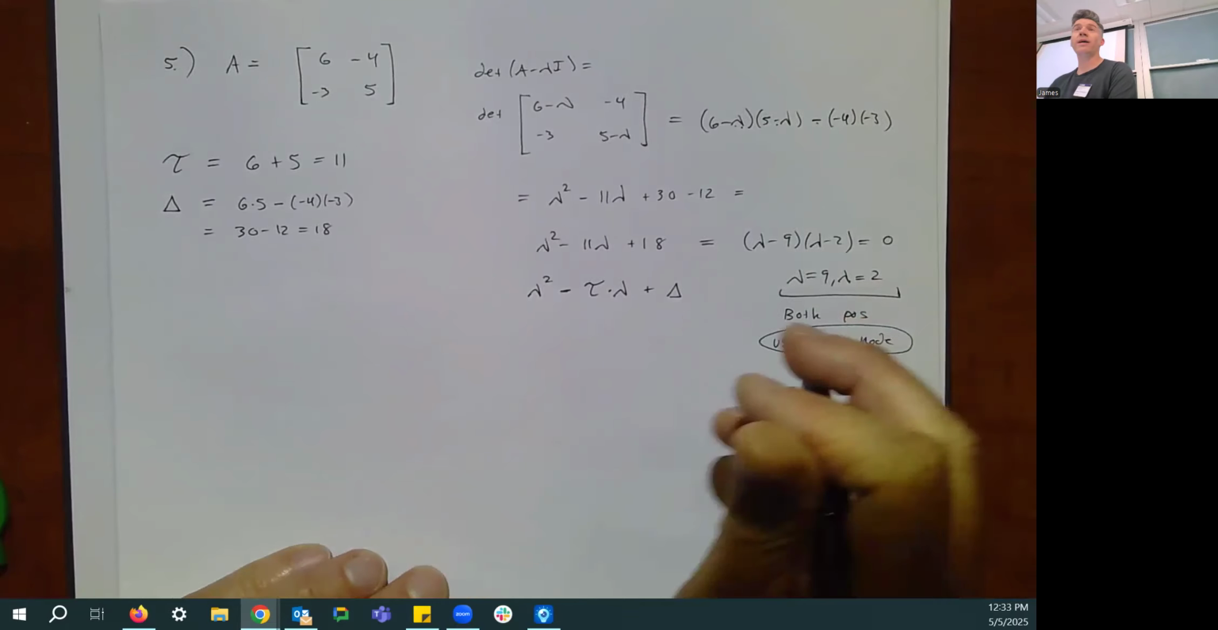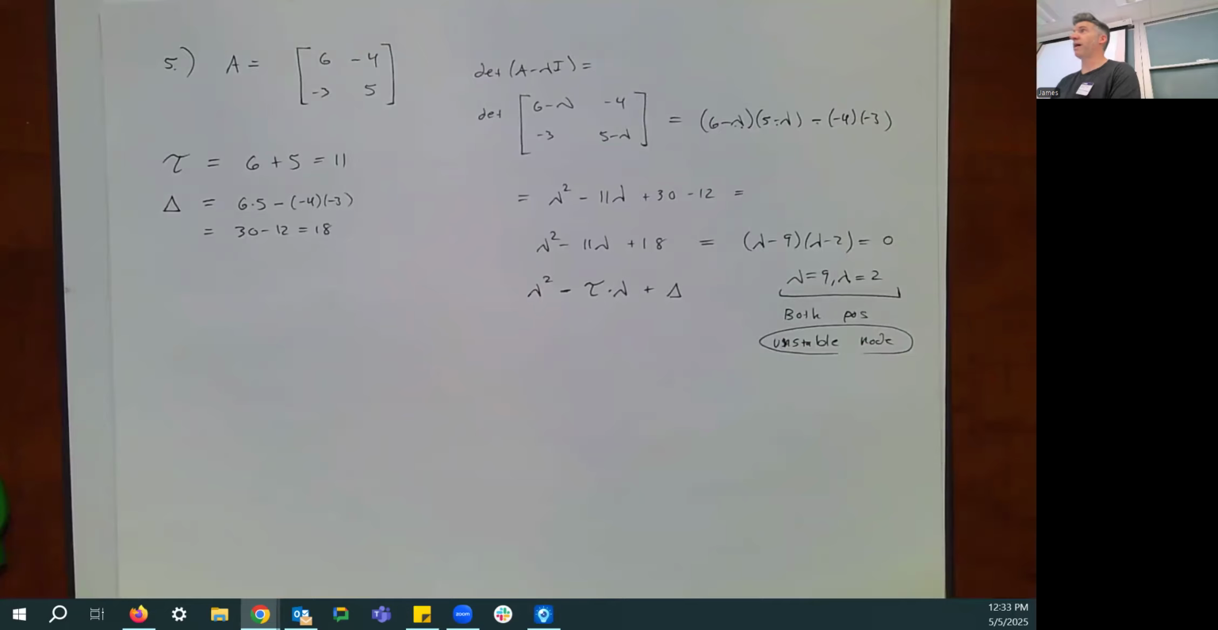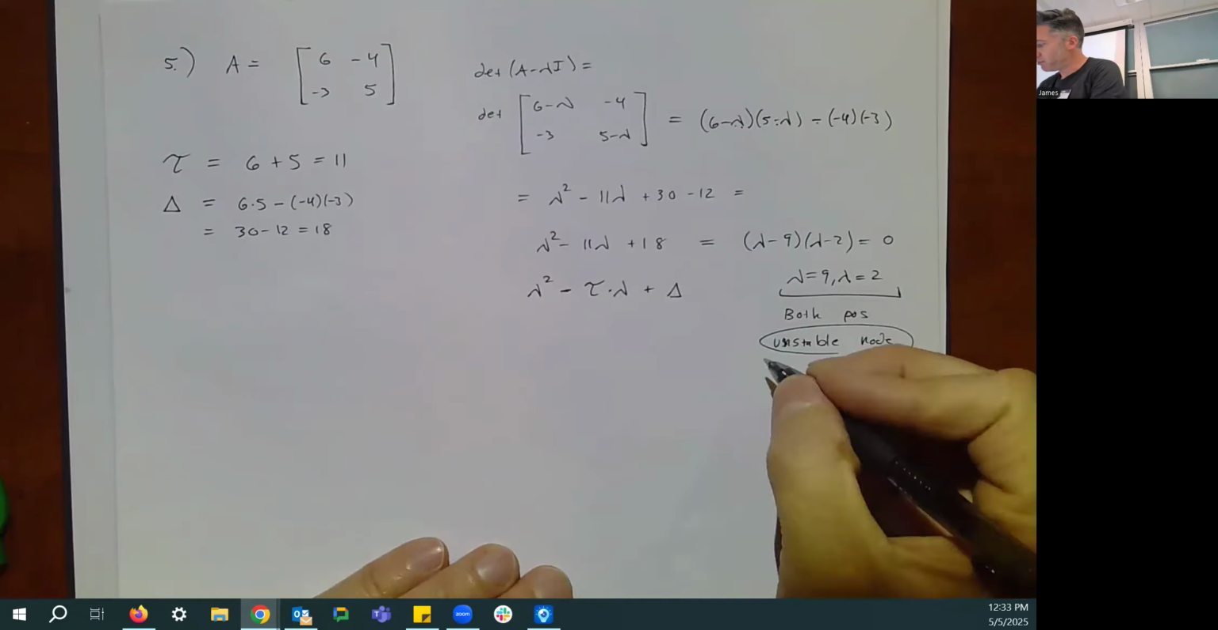Sorry, also called a what? A source, right? A sink, everything goes into. That's the stable one. The source, everything emanates from. That's the unstable one. We're pushing away, not going in towards.